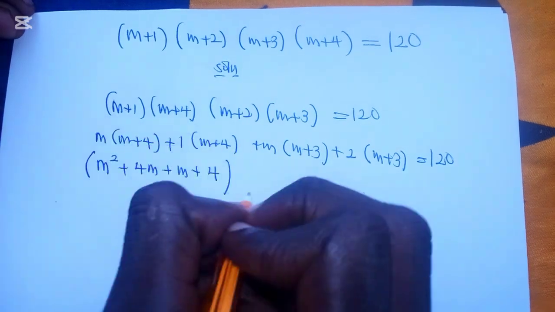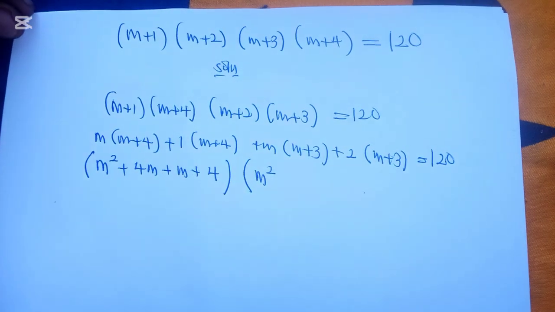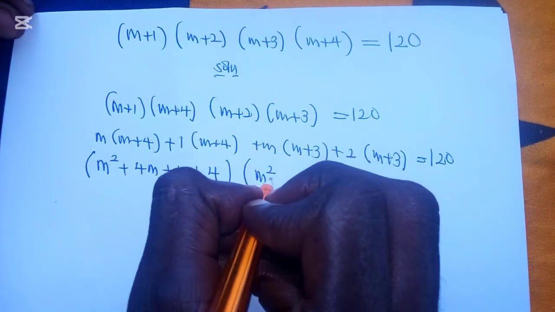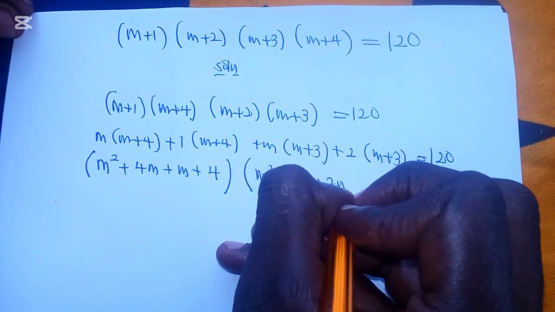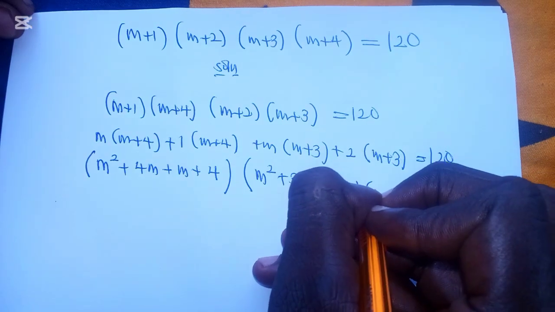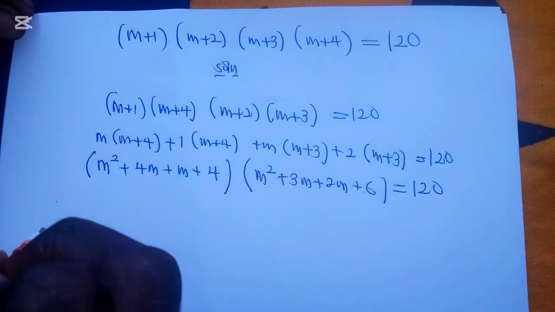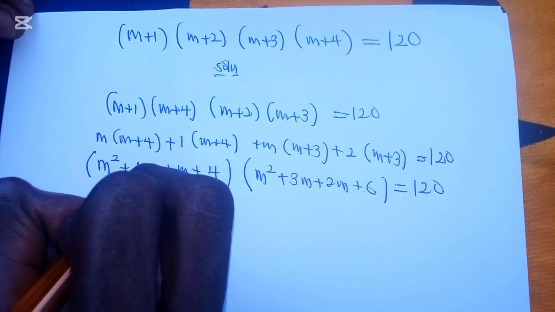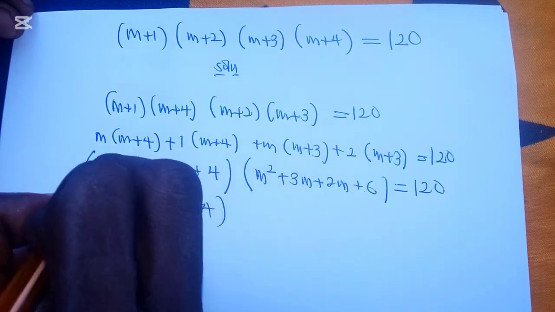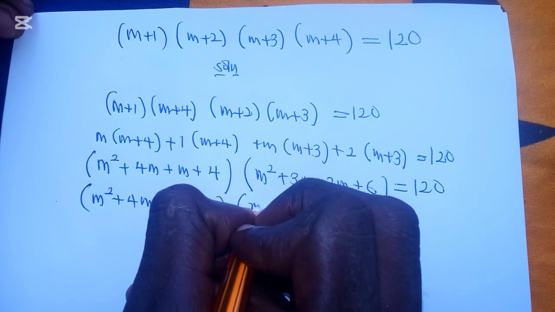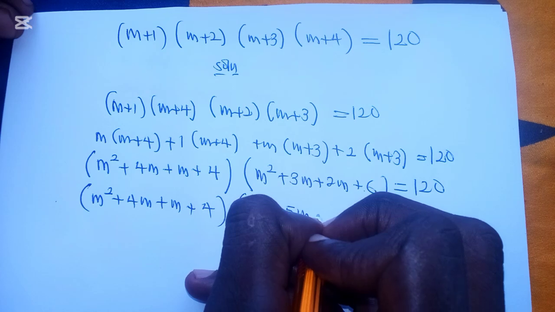Then let's group this one, and also the other one. m times m is m square. Now we have m times 3, this is 3m, 2 times m is 2m, and 2 times 3 is 6. We group it also, then everything becomes 120. Now let's add. We have m square plus 4m plus m plus 4. Then we add the other: m square plus 3m plus 2m, which gives 5m plus 6.